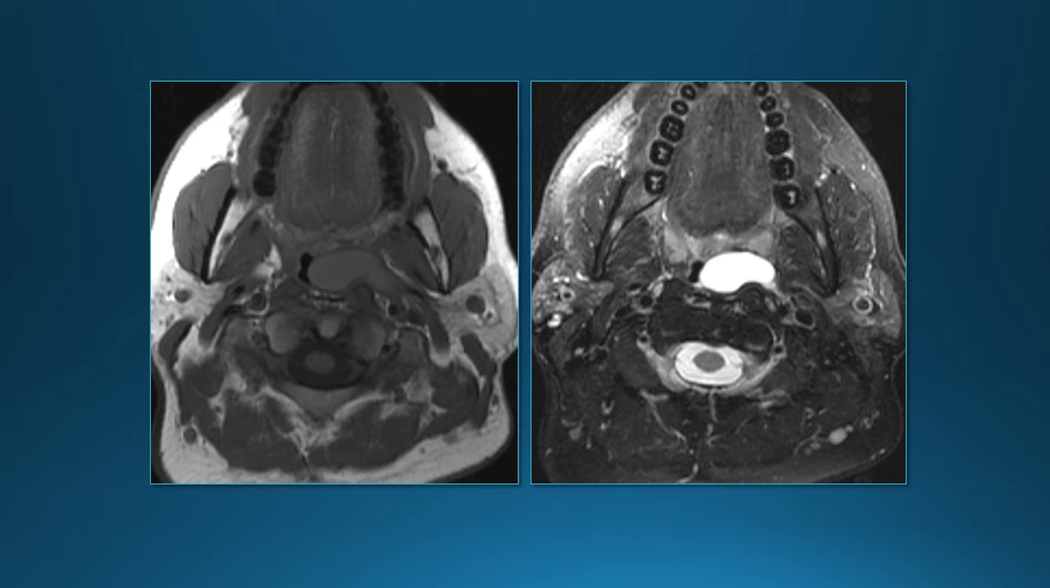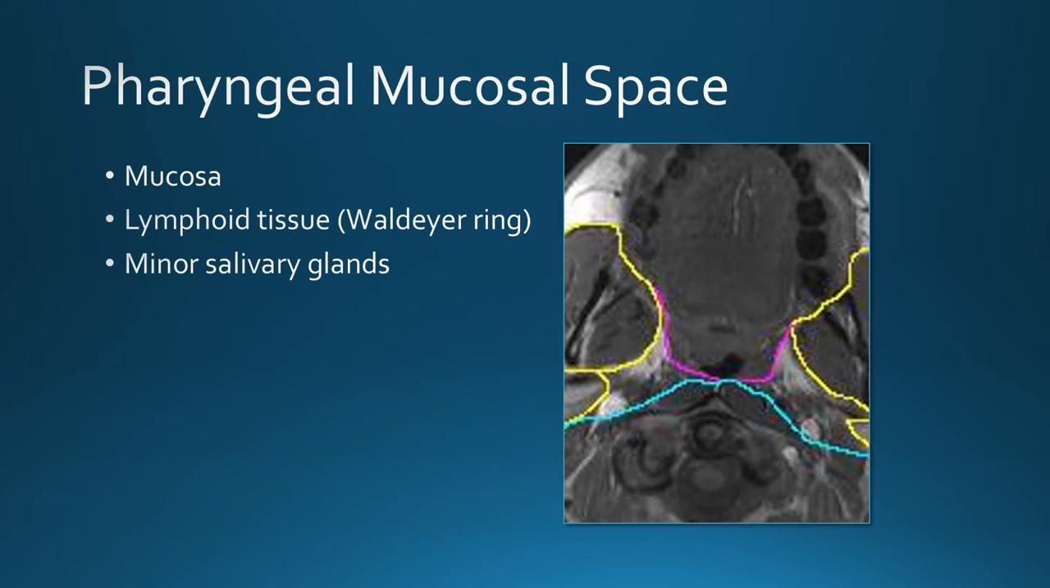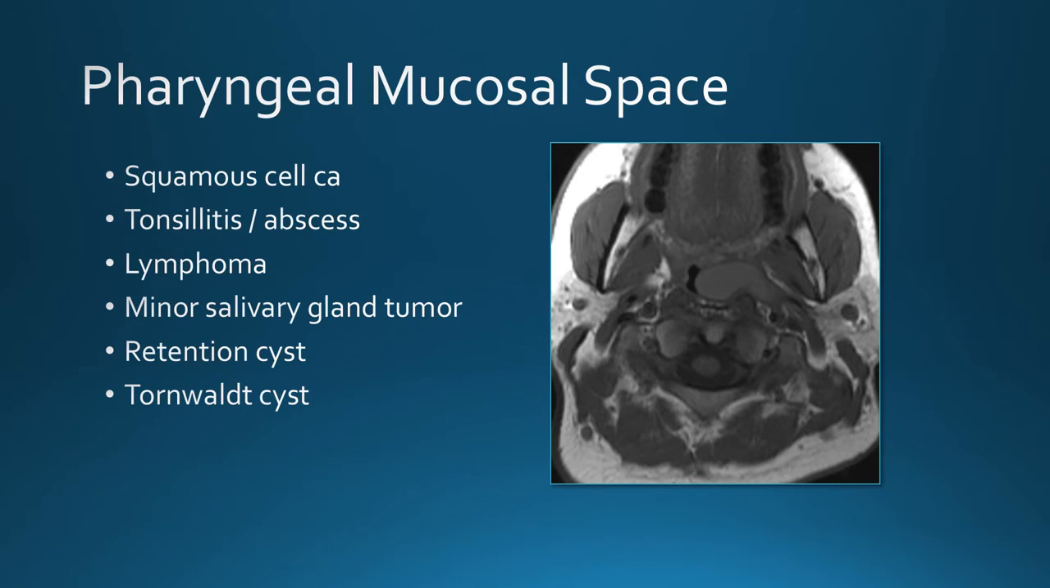We have another patient. This patient has a mass here, and this mass is medial to the parapharyngeal fat. Here's the parapharyngeal fat here. So this mass is going to be in the pharyngeal mucosal space. In the pharyngeal mucosal space, we have mucosa, lymphoid tissue of Waldeyer's ring, and minor salivary gland tissue. So the pathology we have in the pharyngeal mucosal space, we can get squamous cell cancer, infection, tonsillitis or abscess, lymphoma, minor salivary gland tumors, retention cysts, and Tornwaldt cyst.